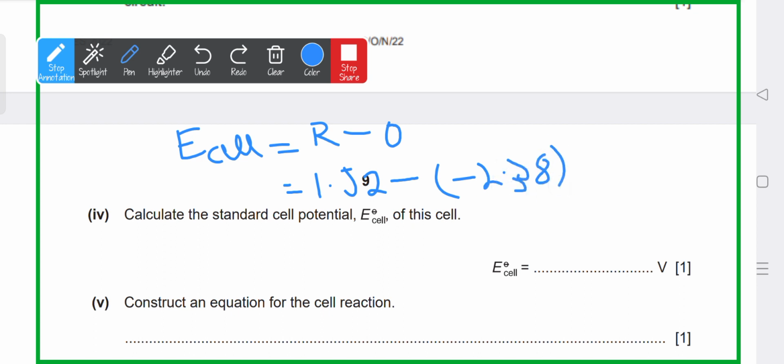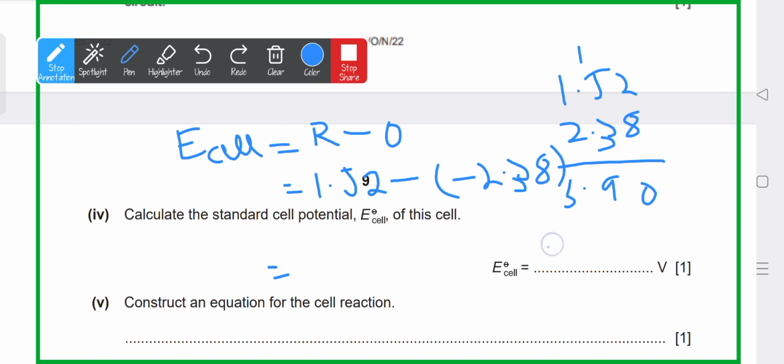Then our answer should be, wait, let me just calculate it. I don't have the calculator right now. So we have 1.52 and 2.38. We need to add them because the signs will be positive. So it's 3.90. We have 3.90 as our final value for the overall cell potential.